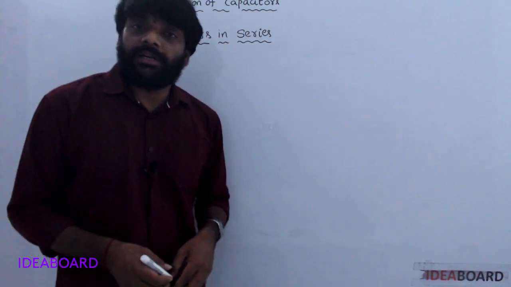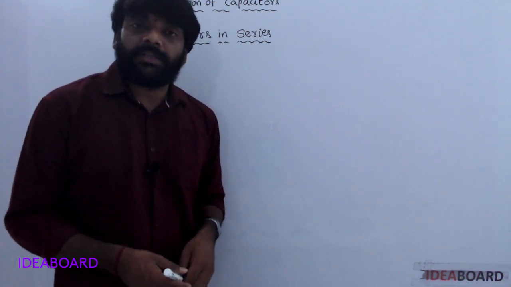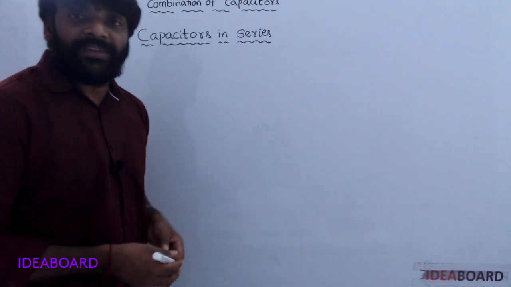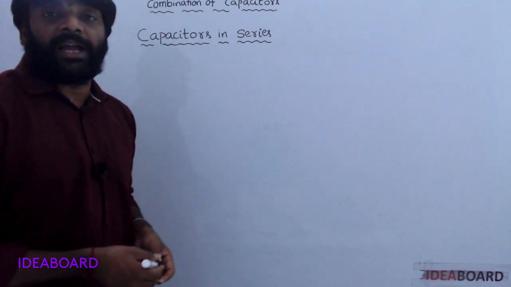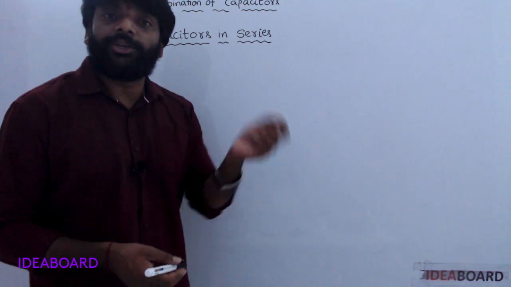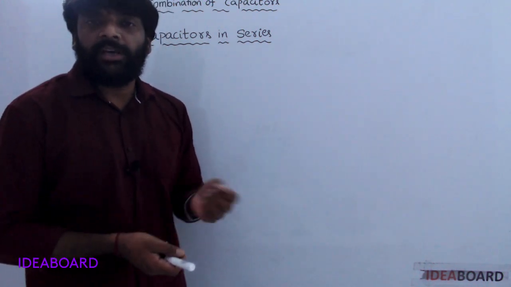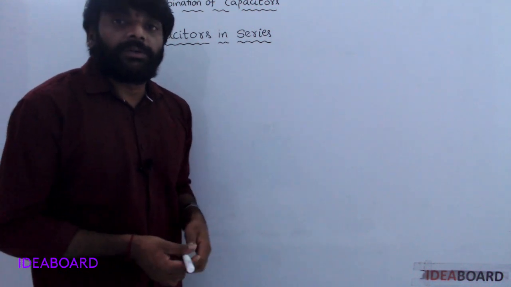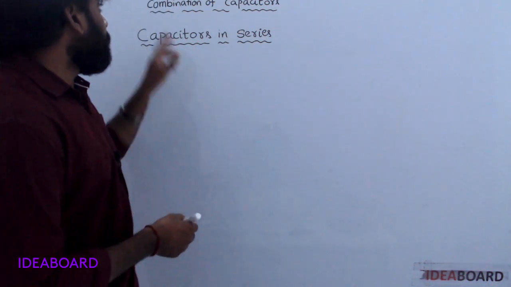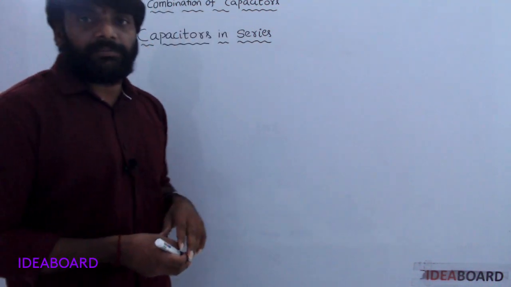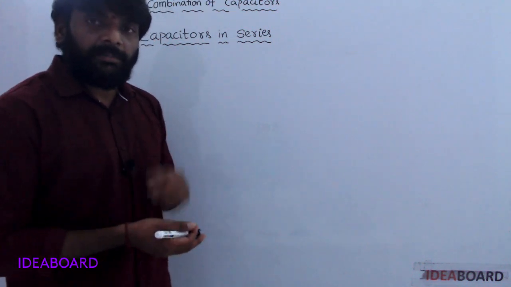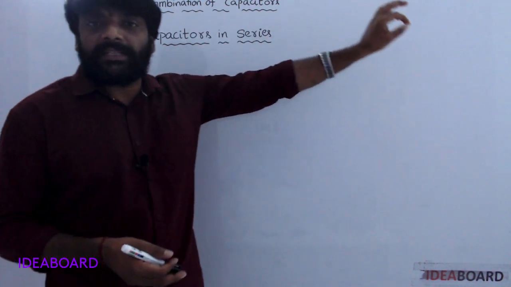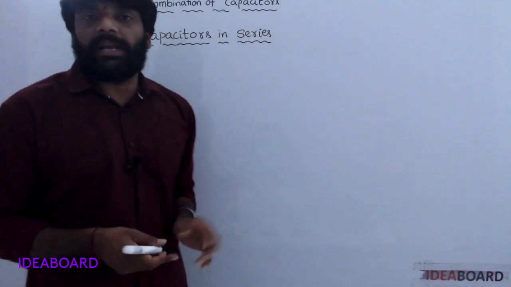Several capacitors can be joined to get one effective capacitance value. That effective value depends on the way in which they are combined. Mainly two types of combinations are there: capacitors in series, and capacitors in parallel.